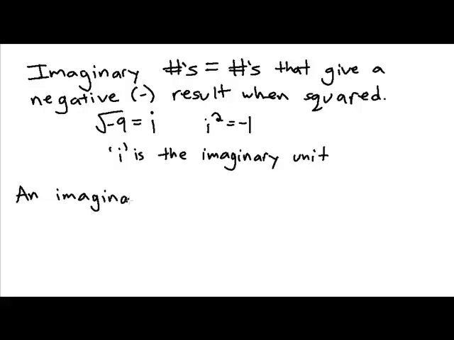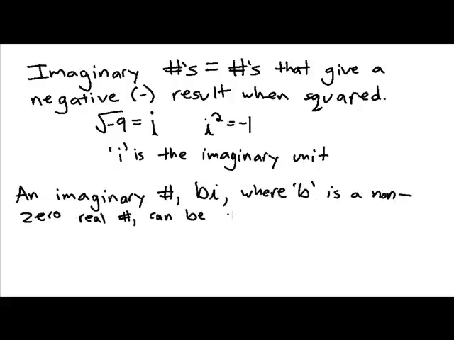An imaginary number, bi, where b is a non-zero real number, can be added to a real number, a, to form a complex number.